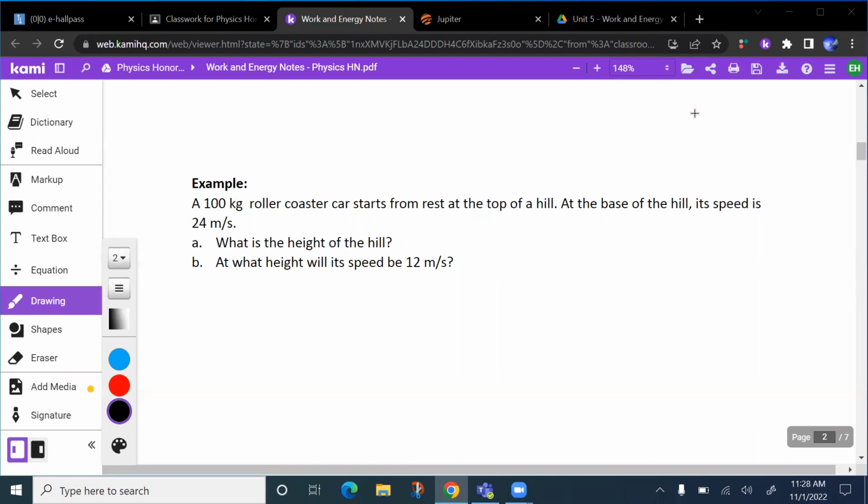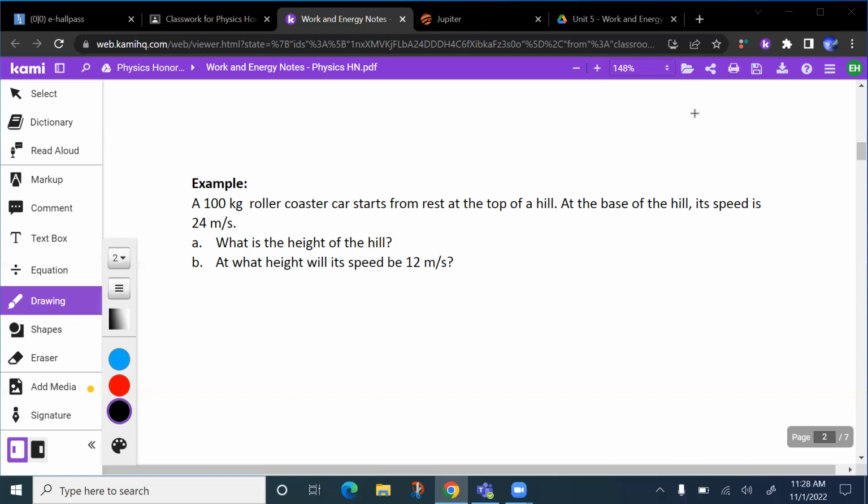Now, what we have is a 100-kilogram roller coaster that starts from rest at the top of the hill. At the base of the hill, its speed is 24 meters per second. Part A, what was the height of that hill? And part B, at what height, excuse me, will its speed be 12 meters per second?